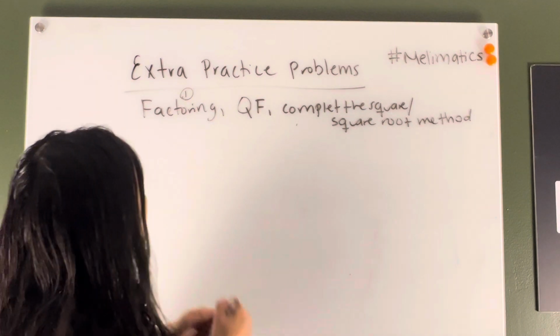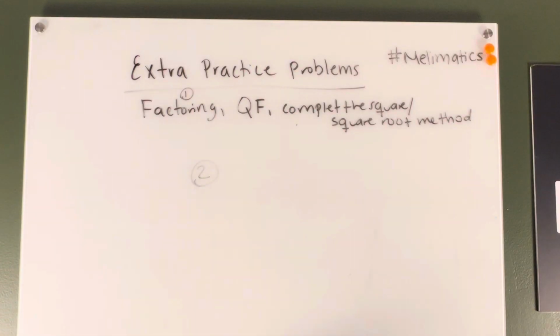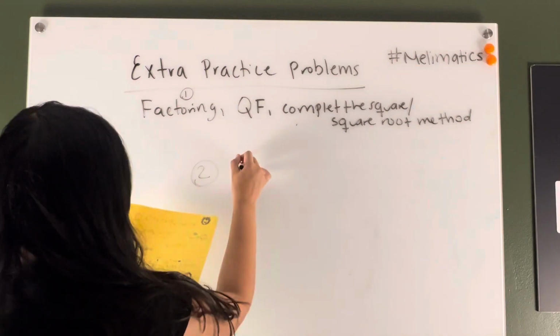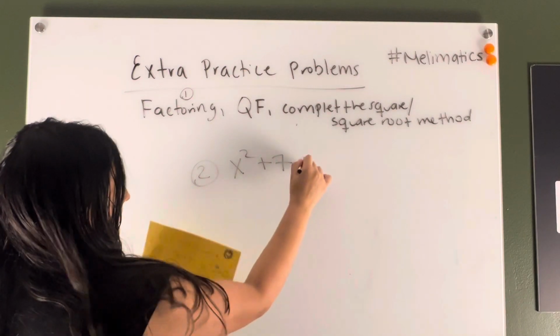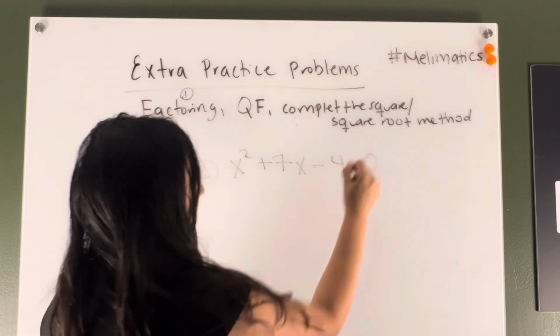We'll stick to this one. Alright, now we have x squared plus 7x minus 4 equals 0. Can you solve for x?